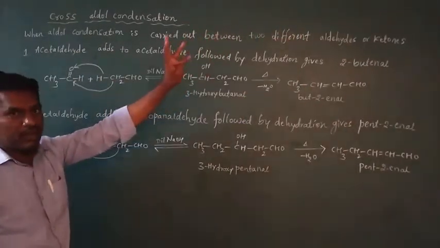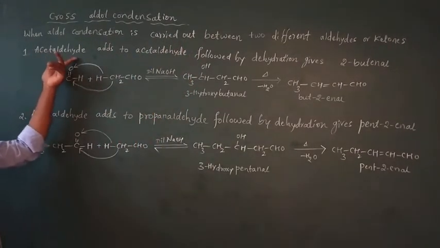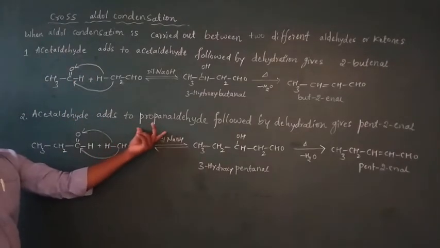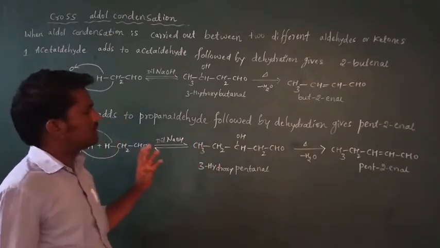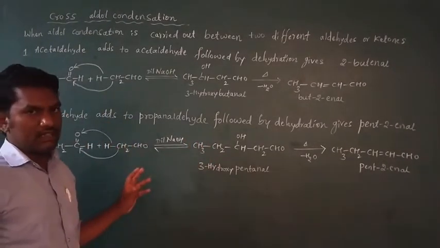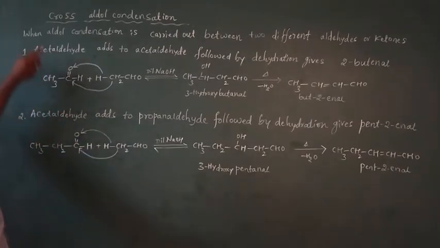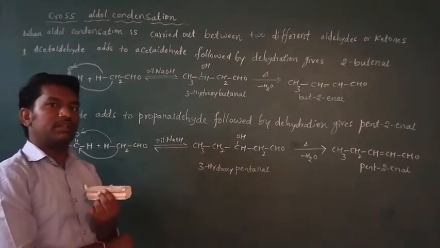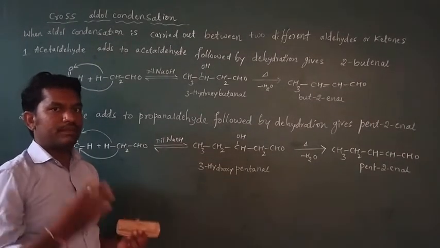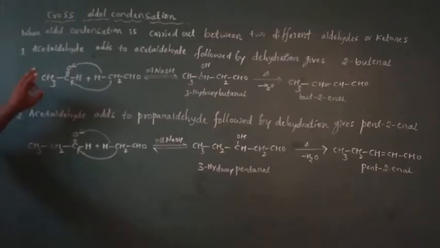For example, we are taking two different aldehydes: acetaldehyde, CH3CHO, and propanaldehyde, CH3CH2CHO. These two different aldehydes undergo cross aldol condensation, and since both contain alpha hydrogen atoms, they form four different products. Let us see one by one.